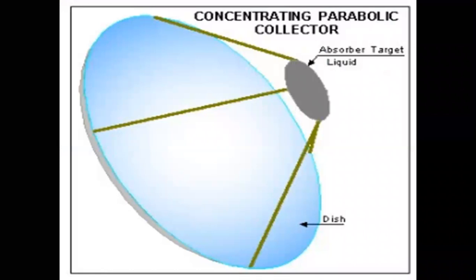Next one is the concentrating parabolic collector. The concentrating collector is used to heat the fluid up to about 500 degrees centigrade. Generally for power generation they place the concentrating collector. Nowadays for agriculture purposes, pumping the borewell, they are used for the concentrating collectors.